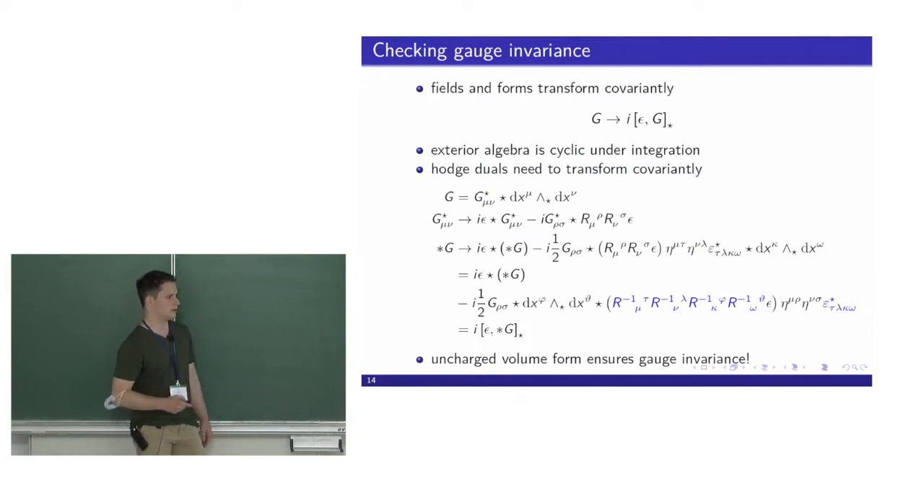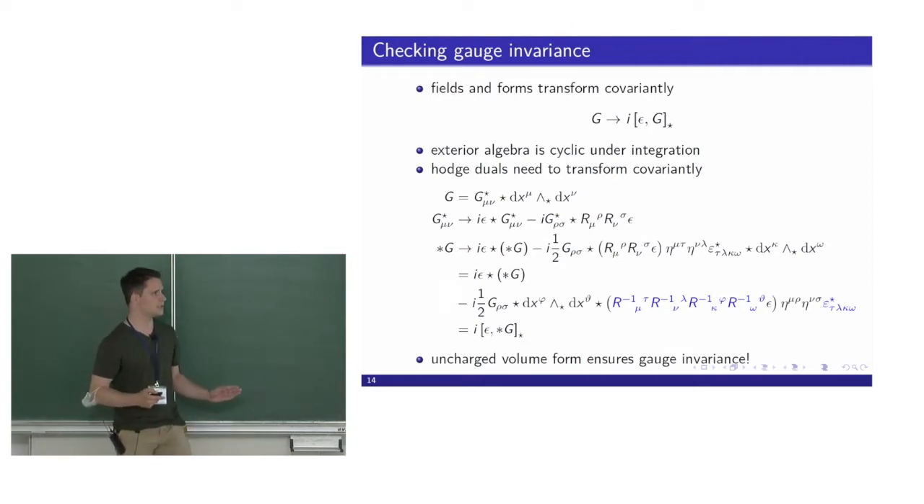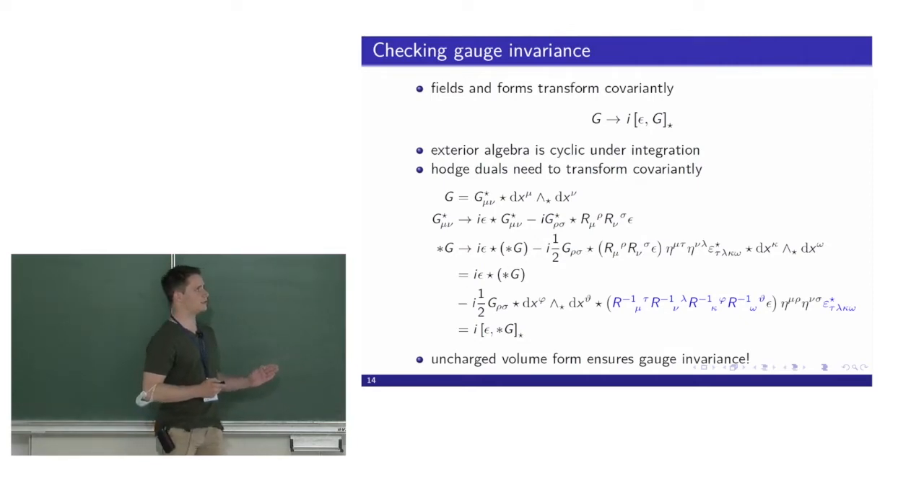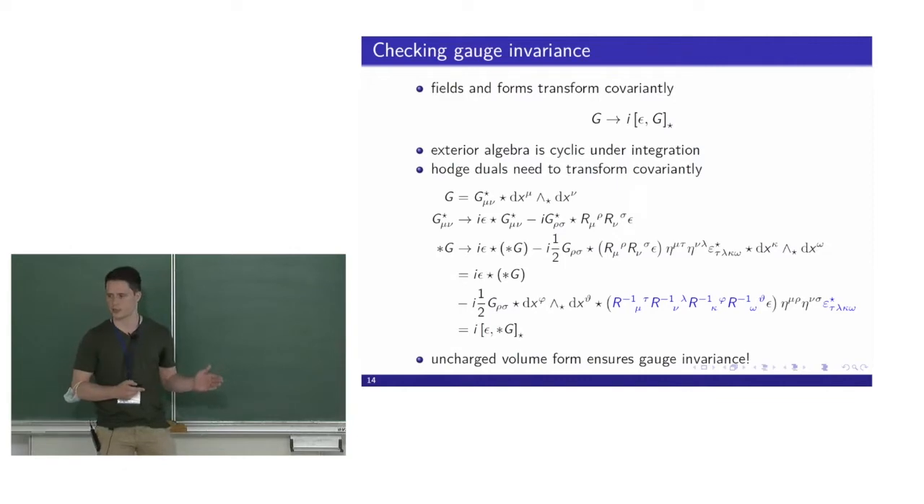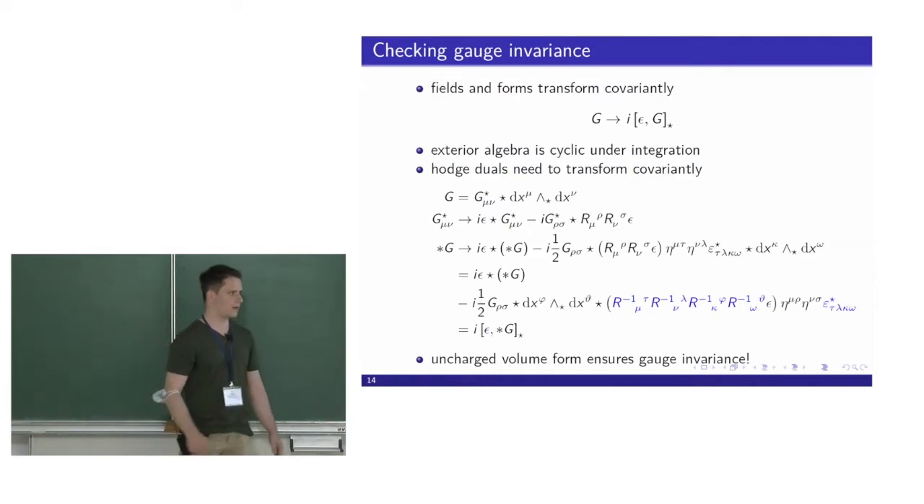Hodge dual really transforms covariantly under the star gauge transformation, which means that we find a gauge invariant action with this deformation. And this is due to the unchargedness of the volume form, which ensures this relation here.